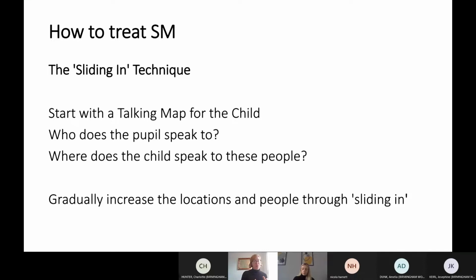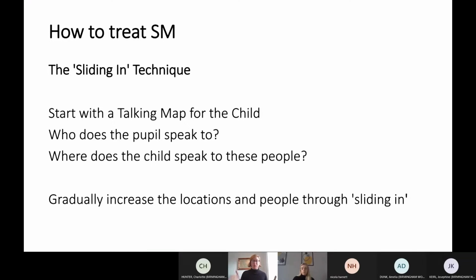So we could do a sliding in approach where, for example, at the end of the day, after everyone's gone, you could have 10 minutes where that child sits in their classroom with their mum, who's a safe, secure person who they will speak to, and they could just do a puzzle for 10 minutes. Then gradually that child will get used to the idea of speaking verbally in the classroom environment. And then you very slowly slide in an extra factor. So it might be that after a few weeks, the teacher might say, oh, do you mind, can I sit in here and do my marking while you're doing the puzzle?